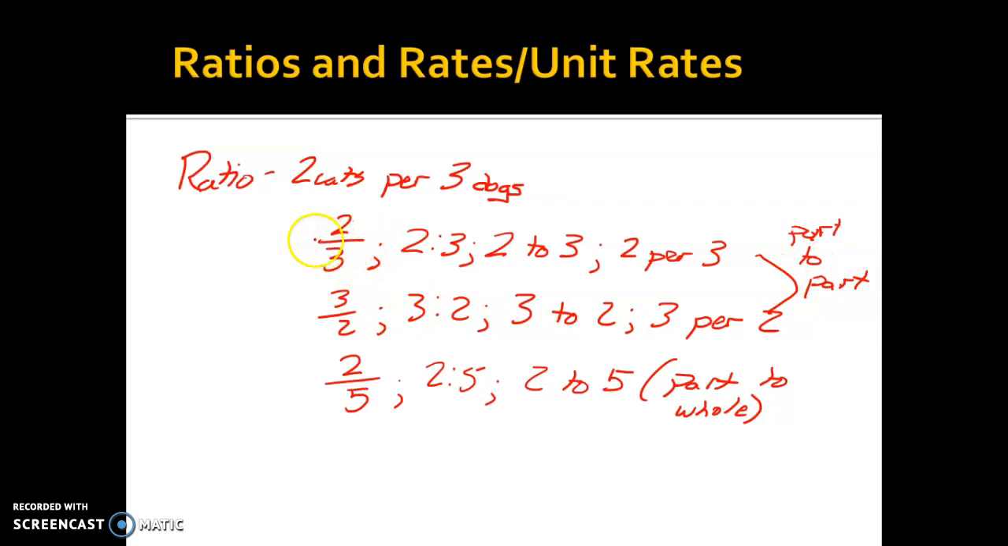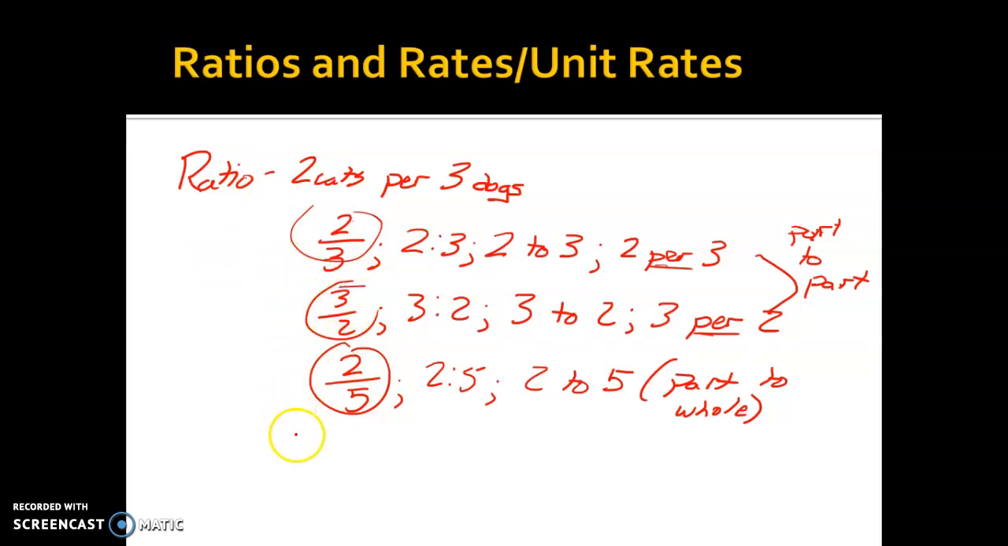Now this would be writing it in 3 different ways: fraction, colon, the word to, and actually there's a 4th one here that the video uses. We don't use this one a lot, but just the word per. Typically what we're going to be focused on is the fraction piece when we're working with ratios and rates.